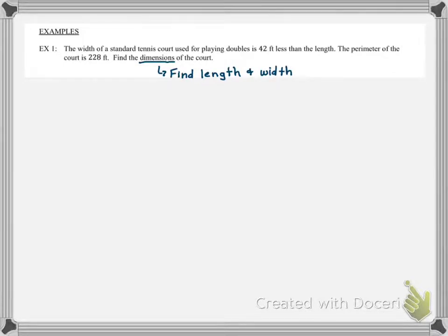And so when I look at this problem, I see that my two unknowns are in fact length and width. So I'm just going to list them. Length equals something, width equals something. So I'm only allowed to have one variable. Which one should I assign x to?